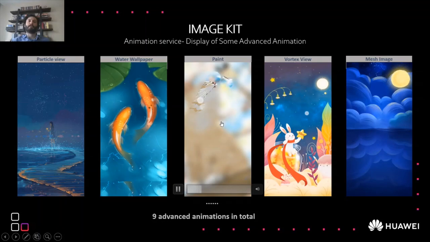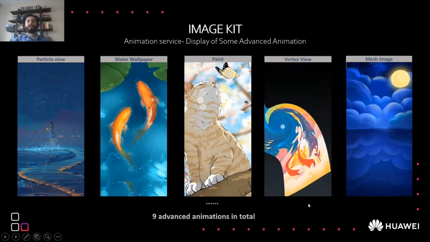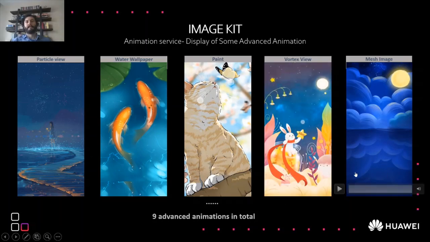And one more is about painting. So with your fingers, you will clear the layer up on your image. And this is vortex weave. And this is the mesh image view. These are just five of the nine out of nine advanced animations in total. So you can use this in your application.